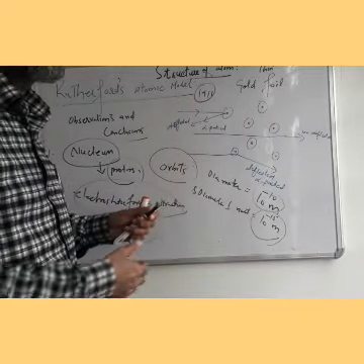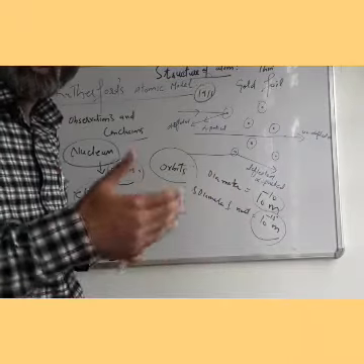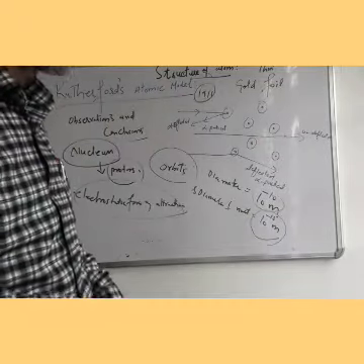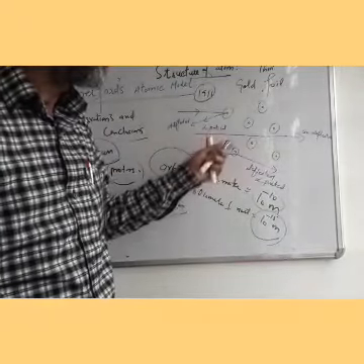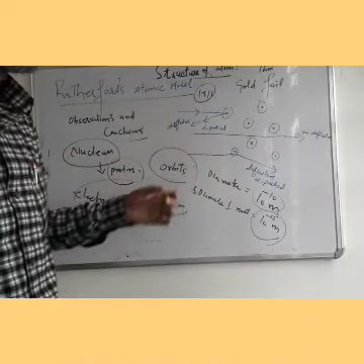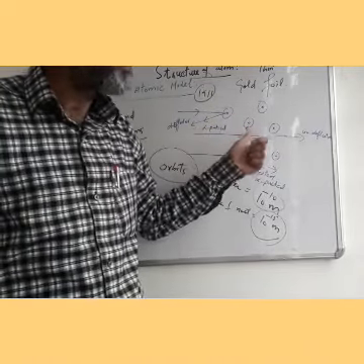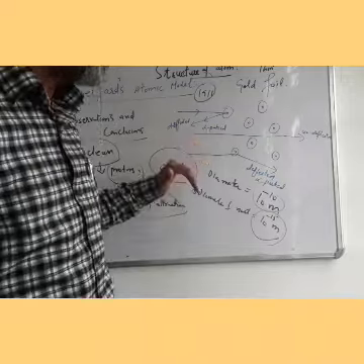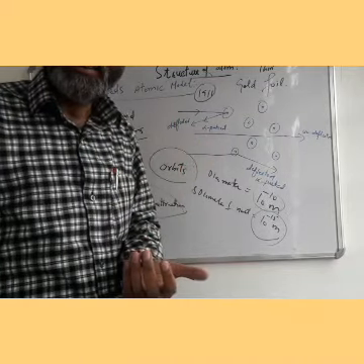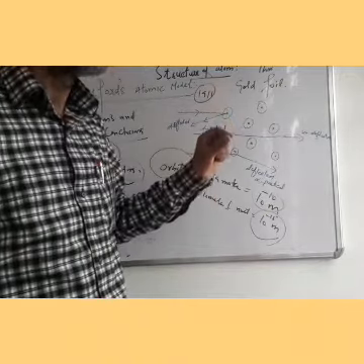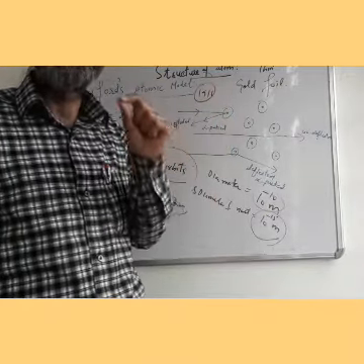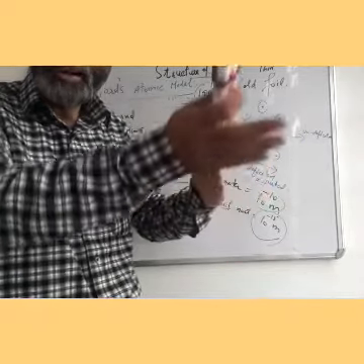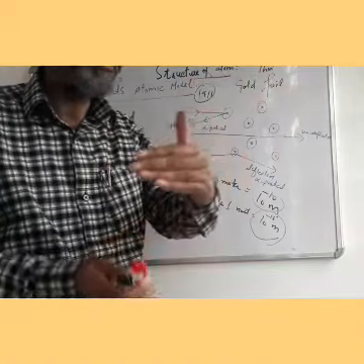Some alpha particles were deflected by small angles. What does that mean? He concluded that this is because of the repulsive force. That means the alpha particle is a positively charged particle, so there is some heavy positively charged body inside the atom. When an alpha particle moves close to that positively charged body, it gets deflected by small angles.